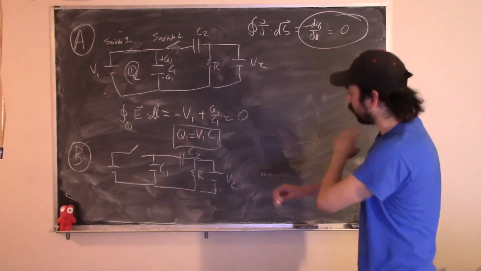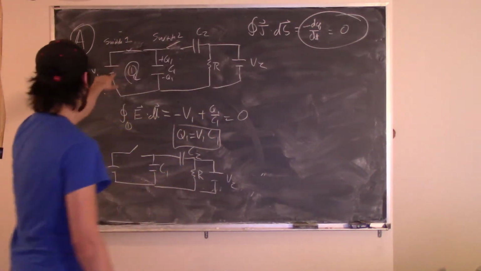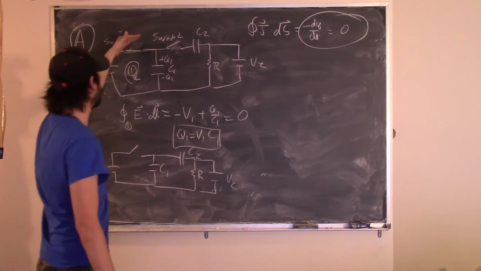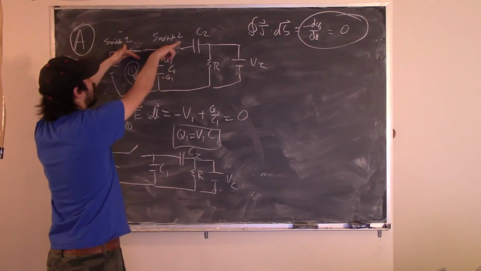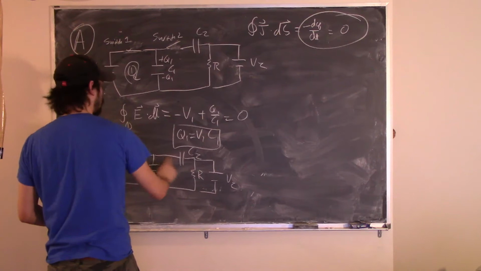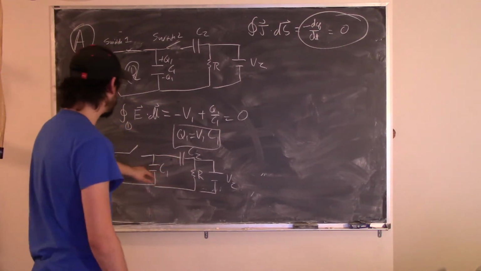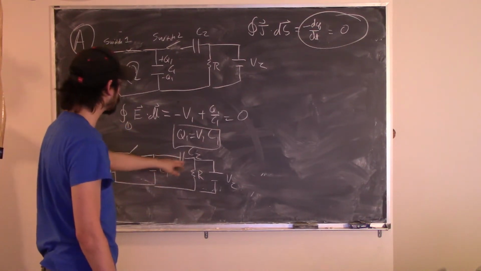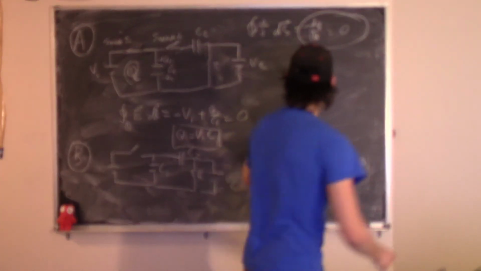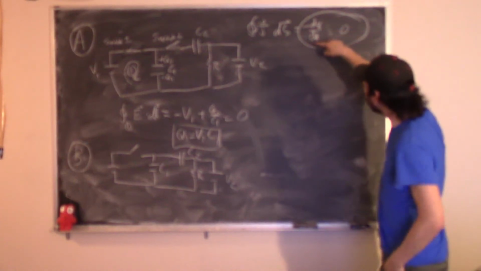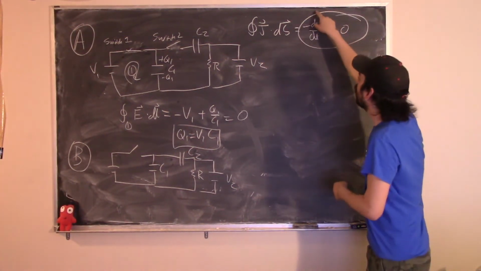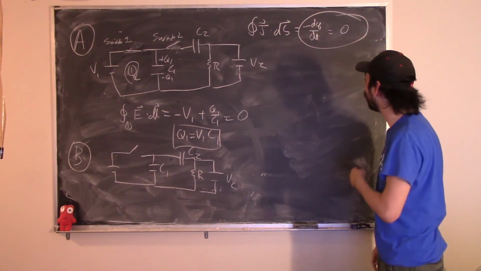So this is where we were at. We had state A and state B. State A was when switch 1 was closed and switch 2 was open. In state B, switch 1 is open and switch 2 is closed. Ultimately what we're trying to get at is the charges on these two capacitors. To do that, we use this equation that we haven't really touched on this side of the equation very much.